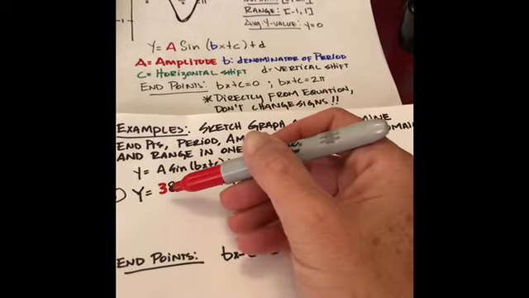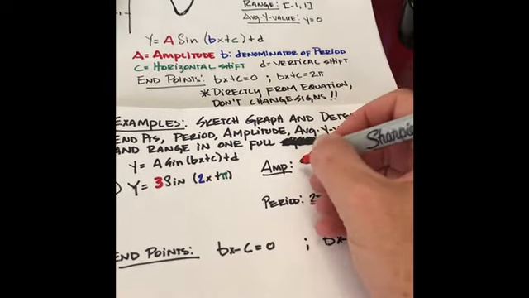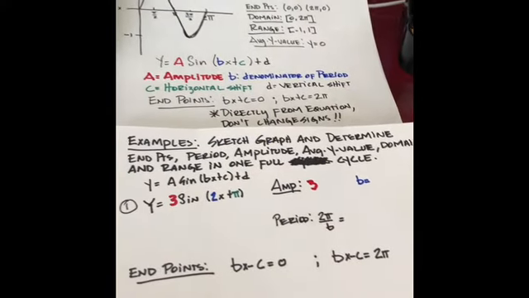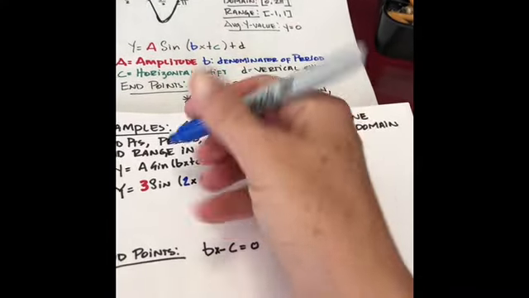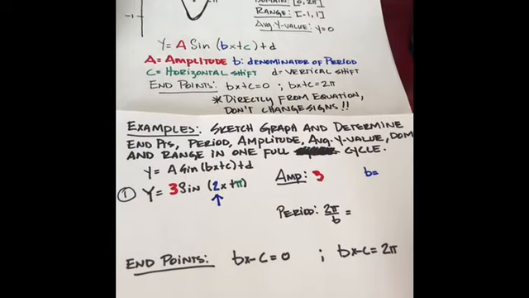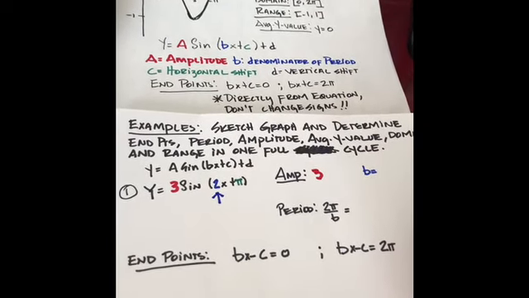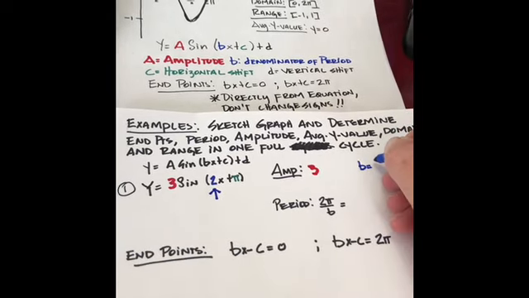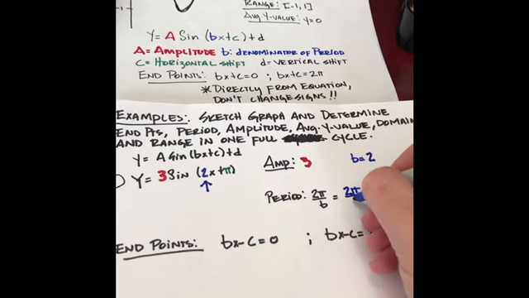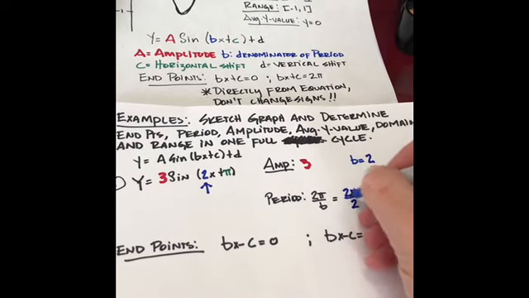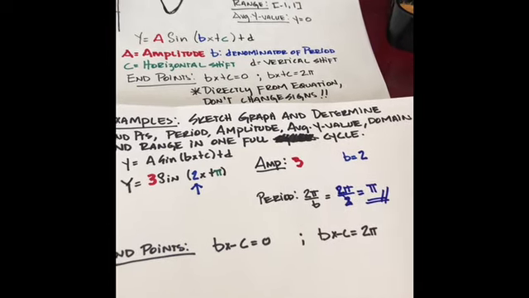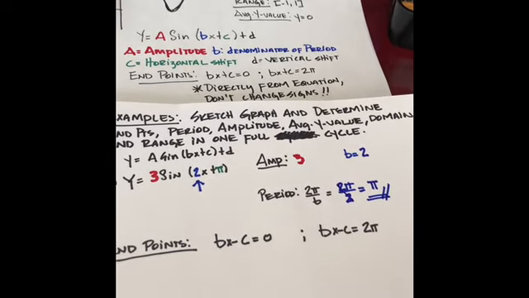Okay, as I said, the amplitude in this case is 3. Let's remember that b is a value that is always going to be multiplying the x. It's a coefficient of the x, so in this case b is equal to 2. Therefore, our period is 2 pi over b, which is 2 pi over 2. I cancel the 2, so my period is going to be pi. In one full cycle, this graph is going to go all the way up to pi.